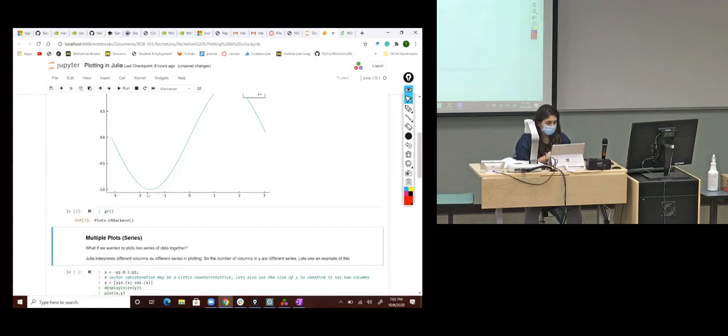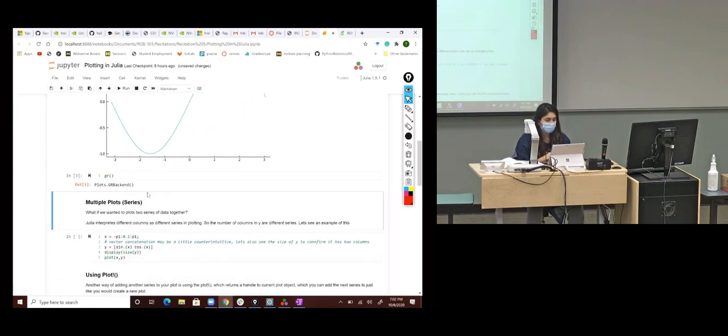Now that we plotted the sine function, what if I wanted to plot the cosine function in the same plot? Well, we can do it. The way that Julia interprets plots is if I give it one vector, that's one series. If I give it a second vector, that becomes a second separate series, and it's going to plot it as if it were a different variable being plotted. So let's see how you would do that.